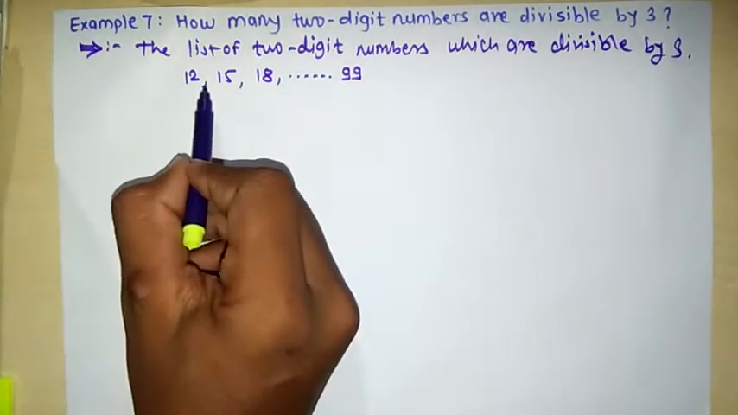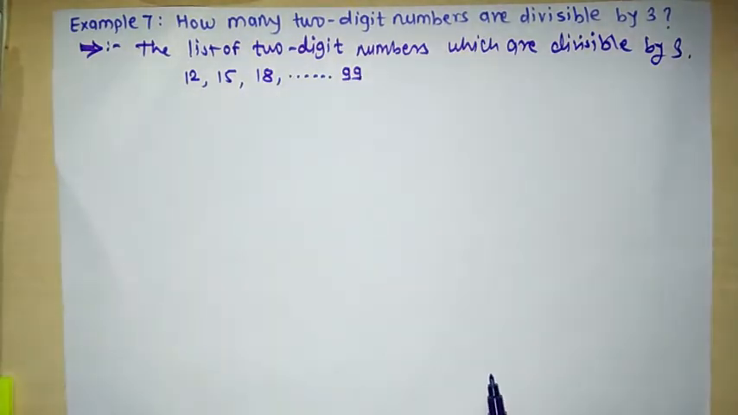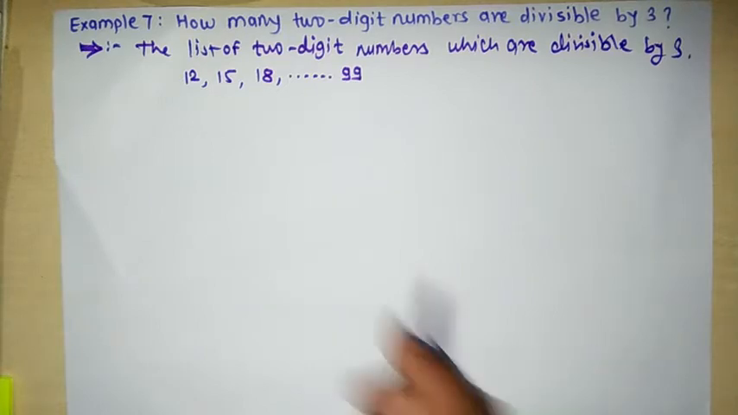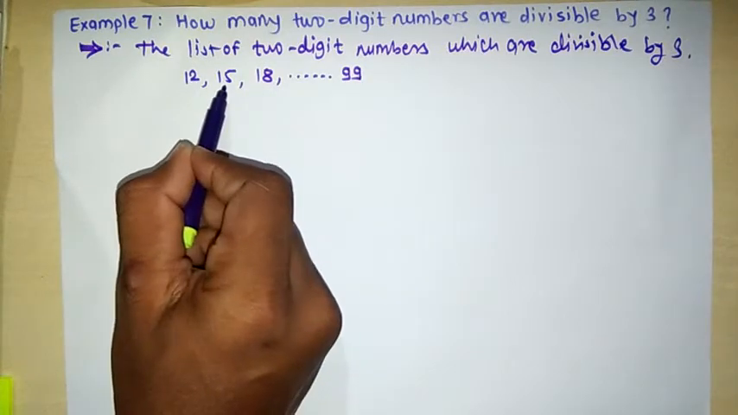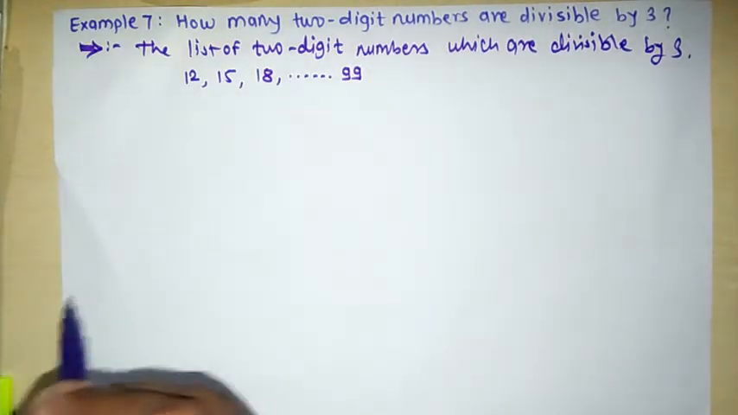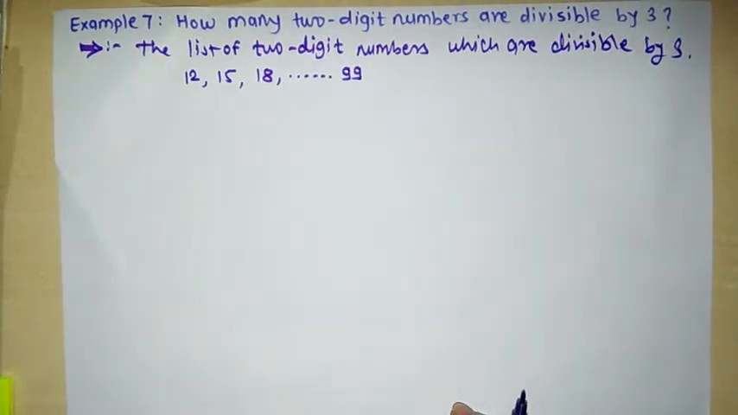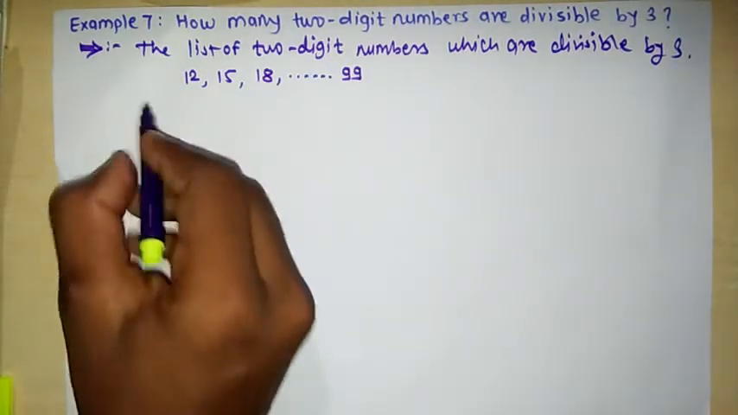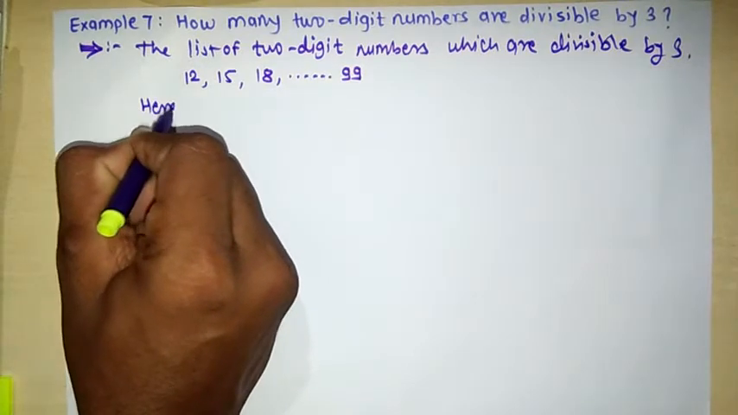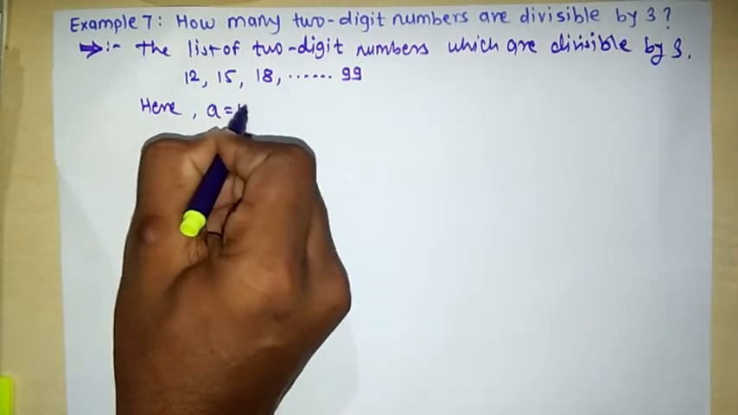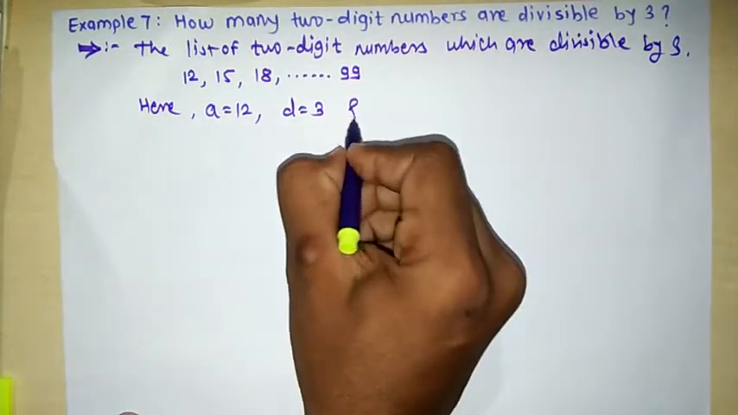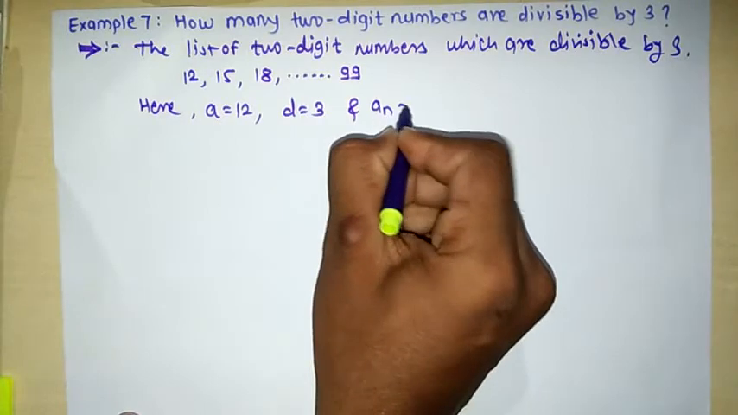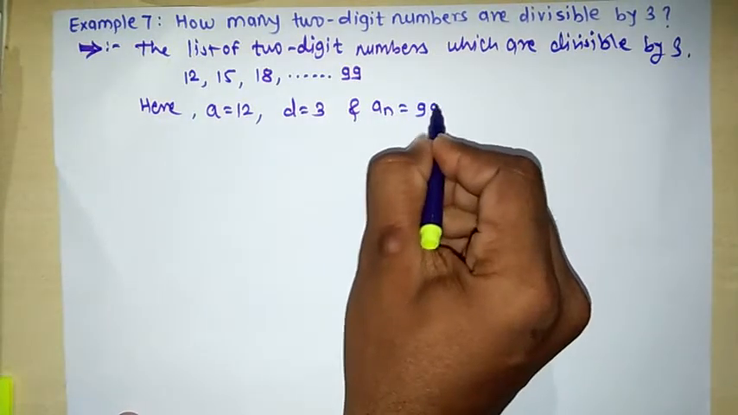Can we say whether it forms an arithmetic progression or not? Check whether the common difference is 3 or not. Check whether the difference between all consecutive terms is the same or not. 15 minus 12 is 3. 18 minus 15 is 3. Therefore, the difference between all consecutive terms is the same, so we can say that it forms an AP. Here, A is equal to 12, D is equal to 3, and the last term AN is equal to 99.